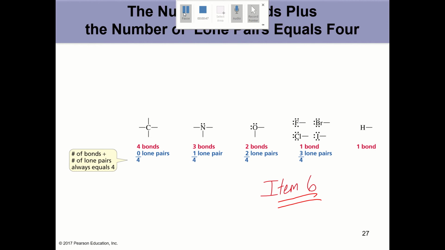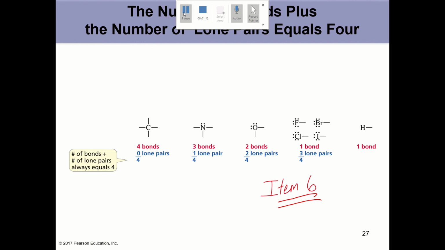You have to recognize these patterns just on sight. When you see carbon, you think 4 bonds. Okay? Now, nitrogen, whenever I have a molecule that has nitrogen, I know that a neutral nitrogen has to have 3 bonds and 1 lone pair.